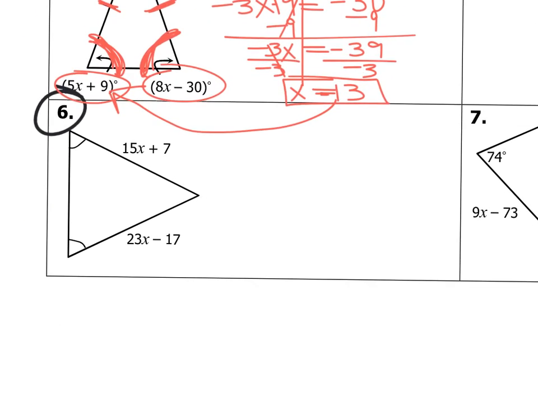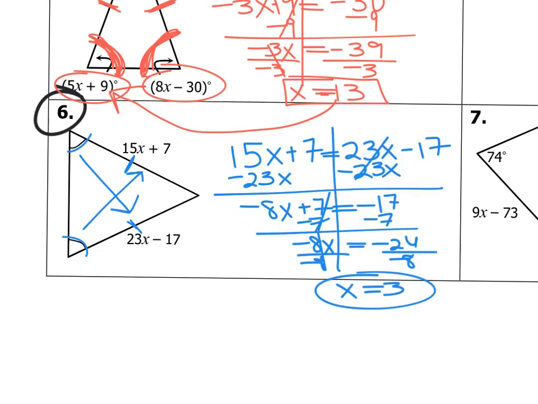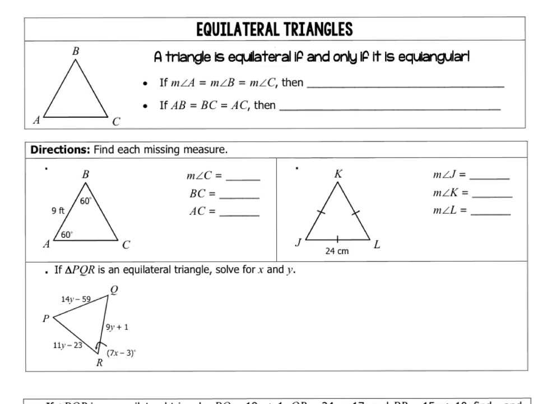So pause the video here and let's see if we get the same solution. All right, and again, we set these equal to each other because we know this is an isosceles triangle. These base angles are congruent, which when I go opposite from those base angles, I know that these sides are then going to be congruent. So I set these two sides equal to each other and got x to be 3. All right, so that was practice with isosceles triangles.